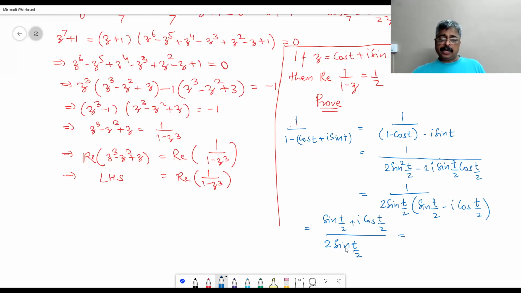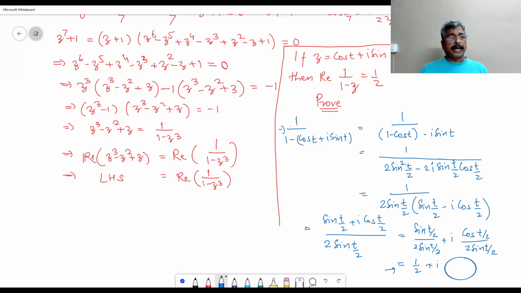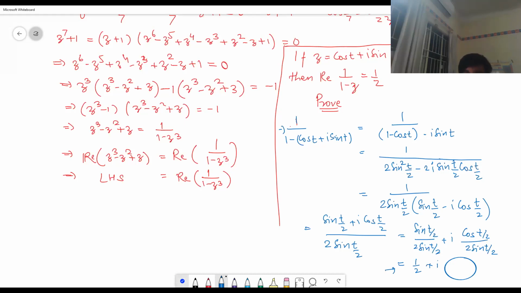That makes it, the real part is separate now. Real part is sin t by 2 upon 2 sin t by 2, which is half, plus I times cos t by 2 upon 2 sin t by 2, which is half plus I something. And therefore the real part of this is always half. Understood? Okay. Rationalizing first makes it easier.